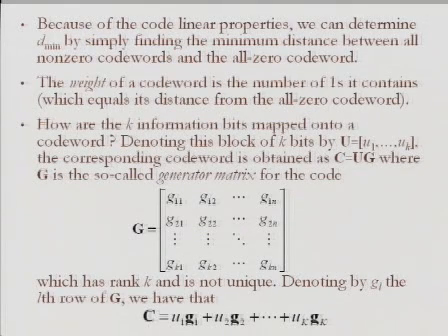Now there's another notion that we're going to need, which is the weight of a code word. And the weight is simply the number of ones. That's it. And notice that that also happens to equal the distance from the all 0 code word. So the weight of a code word equals its distance from the all zeros.